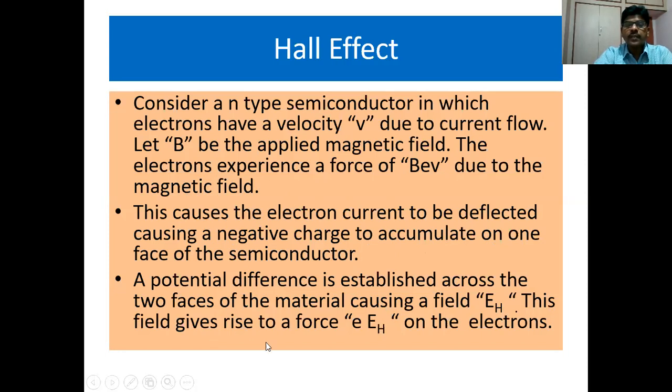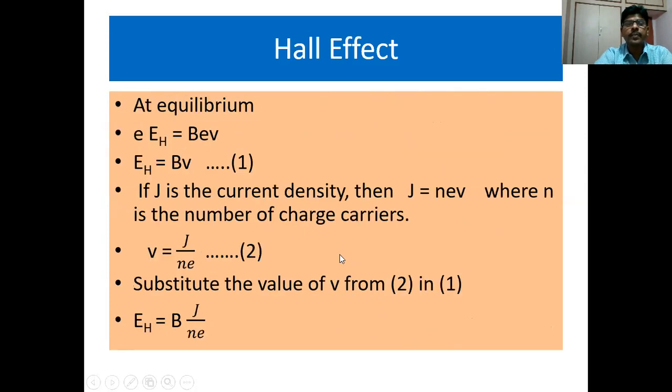This field gives rise to a force e EH, where small e is the charge of the electron. So it gives rise to a force e EH on the electrons. At equilibrium, we can say e EH is equal to B e v, or from this we get EH is equal to Bv. Let us take it as expression number 1.